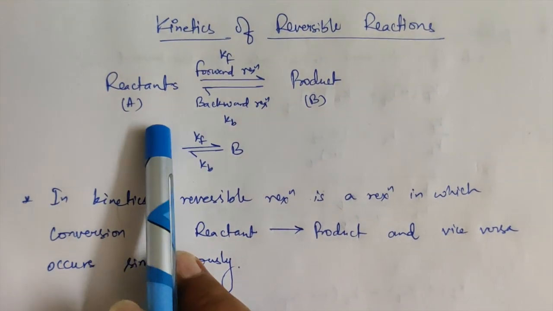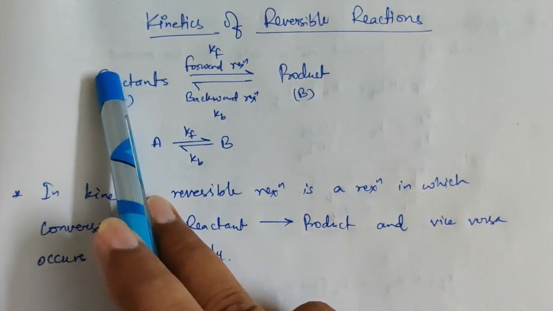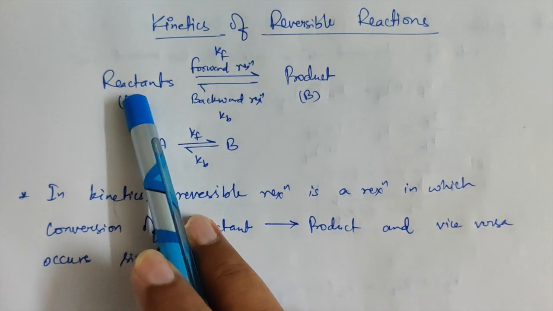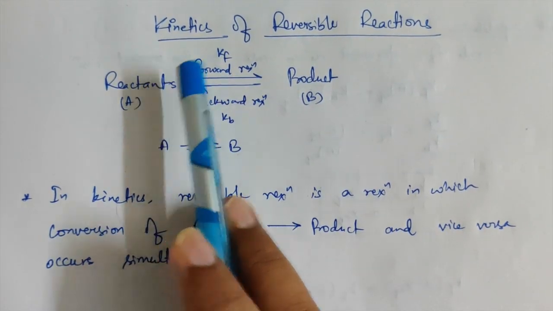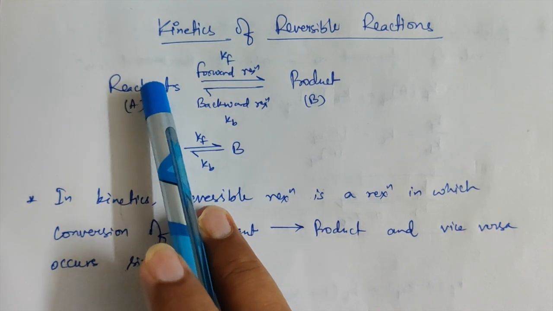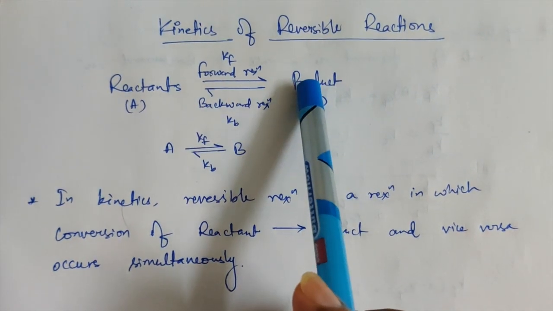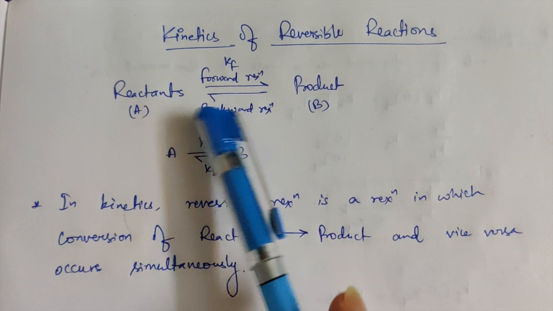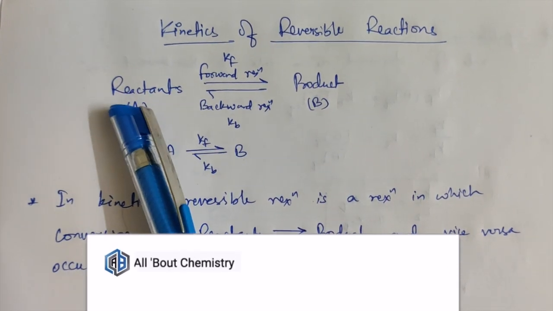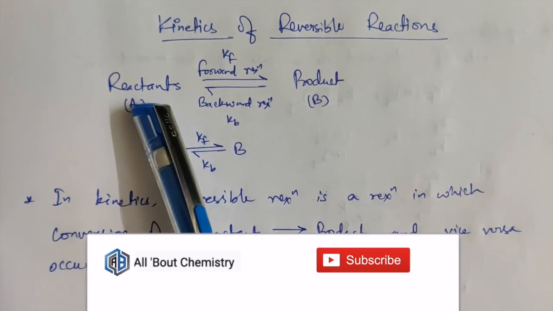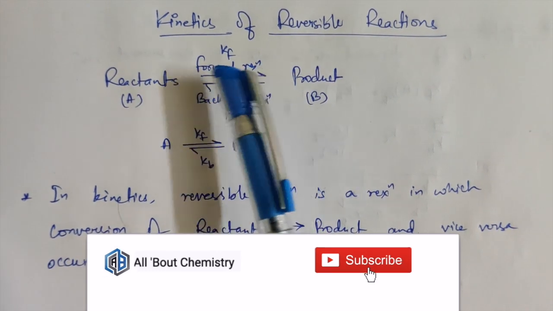Okay, so first of all let's talk about the reversible reaction. In a reversible reaction you have a reactant and a product, and both of them are getting formed simultaneously. That means the reactant molecule is getting converted into the product molecule and the product molecule is getting converted into the reactant molecule simultaneously, at the same time.